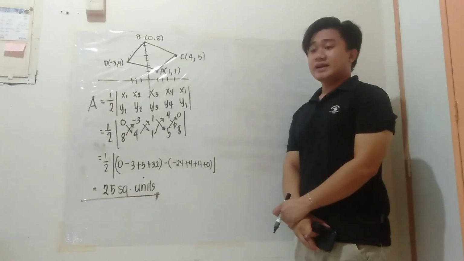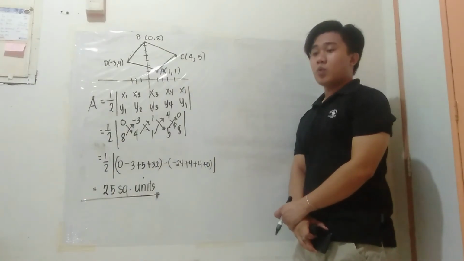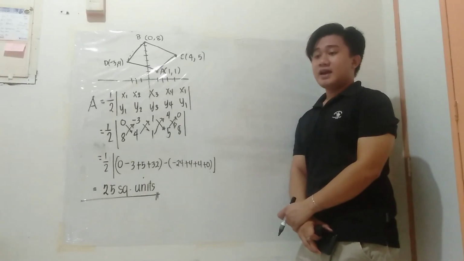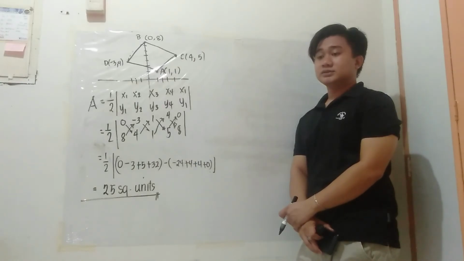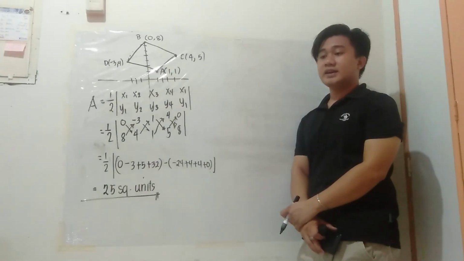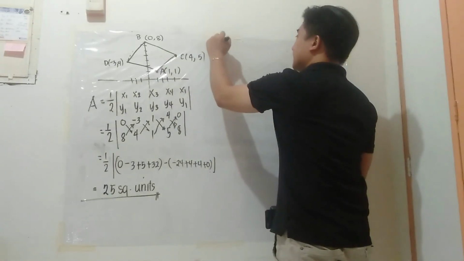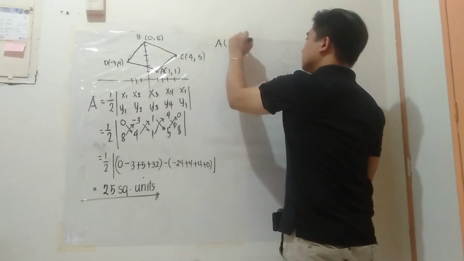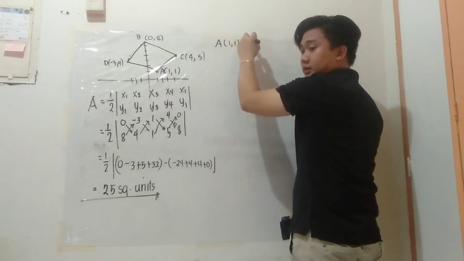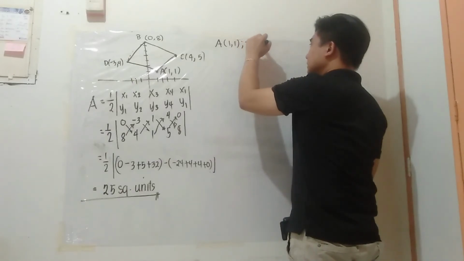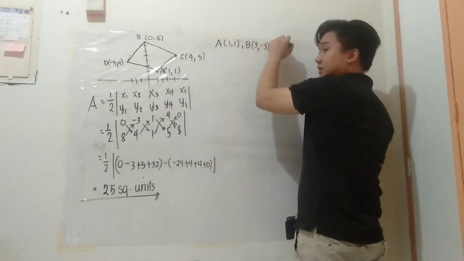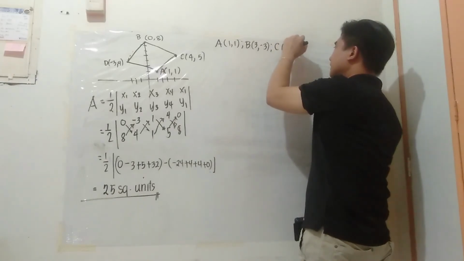Given the vertices of a triangle whose coordinates are A (1, 1), B (3, -3), and (5, -3), find the area of the triangle. So, binigyan tayo ng coordinates (1, 1), and then (3, -3), and last vertex is (5, -3).